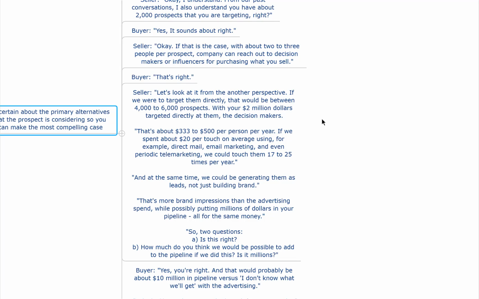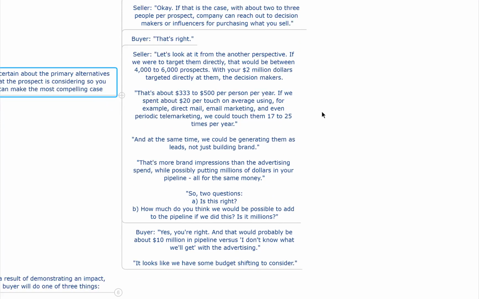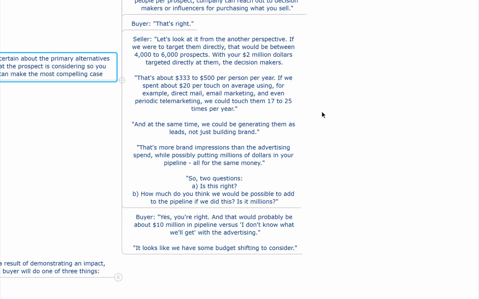That is about $333 to $500 per person per year. If you spend about $20 per touch on average using, for example, direct mail, email marketing, and even periodic telemarketing, we could touch them 17 to 25 times per year. And at the same time, we could be generating them as leads, not just building brand. That's more brand impressions for the same advertising spend, while possibly putting $1 million in your pipeline, all for the same money. So two questions. A, is this right?